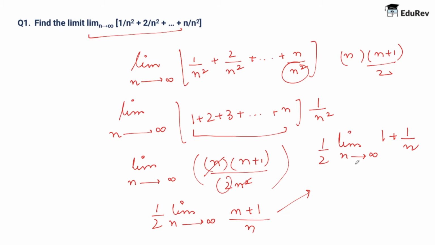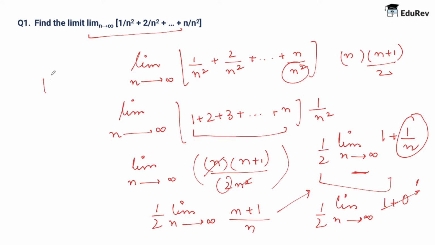Now when n tends to infinity, 1 upon n will be so small, such a meager number, that we can neglect it. Therefore, this will become half limit n tending to infinity of 1 plus 0, and this is 1. Therefore, the answer is going to be what? Half. So the limit of this will be half. I hope you understood this.